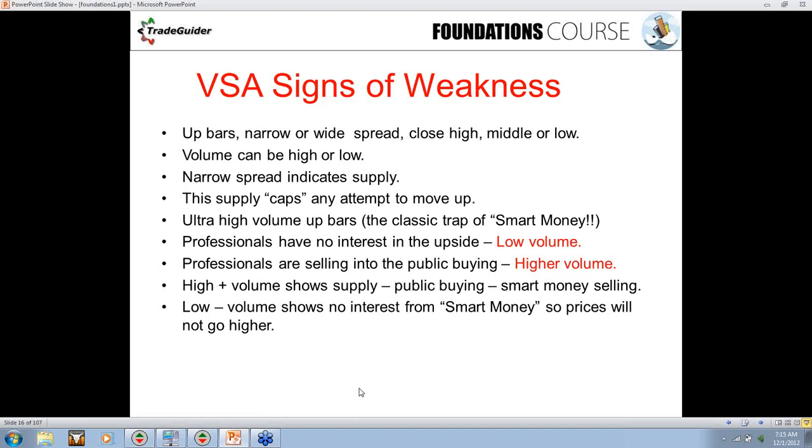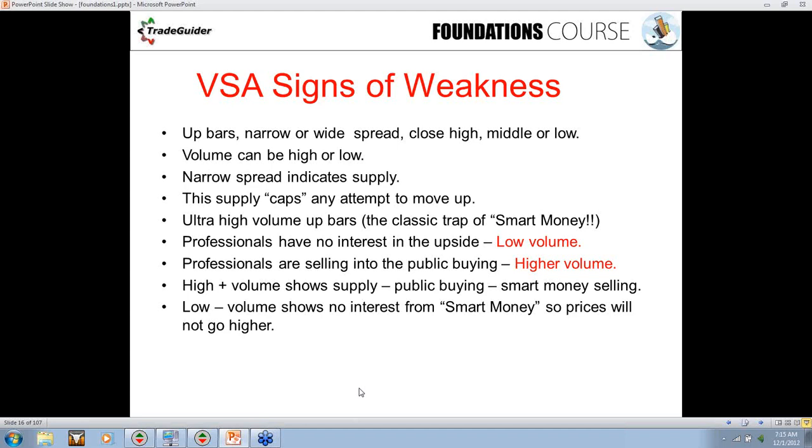The spread can be narrow or wide, it doesn't matter. The close can be in the high, the middle, or the low. That doesn't matter. The volume can be high or low. A narrow spread on the bar indicates supply overcoming demand. The supply, or sellers, cap any attempt to move the market up. Ultra high volume up bars are the classic trap of the smart money.